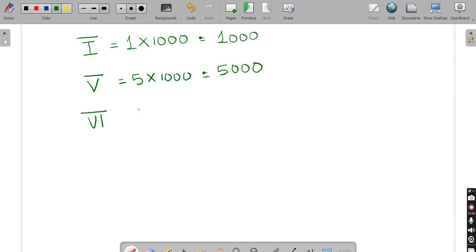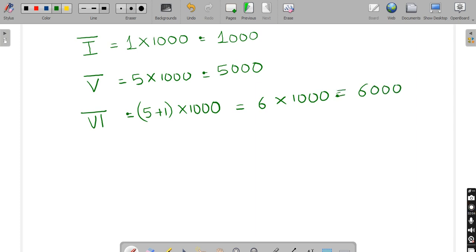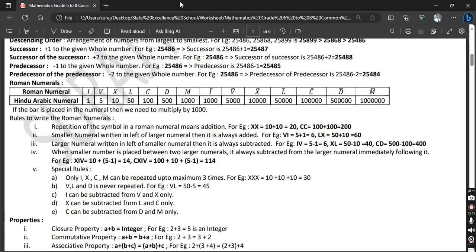For example, VI bar. Then how will I write it? Don't think it is your class 6, because there is a difference. VI means 5 plus 1, V plus 1, correct? Into 1000. So what will be the answer? 5 plus 1, 6, into 1000. The answer will be 6000. So 6000 is my answer. I hope you know this and have understood it.